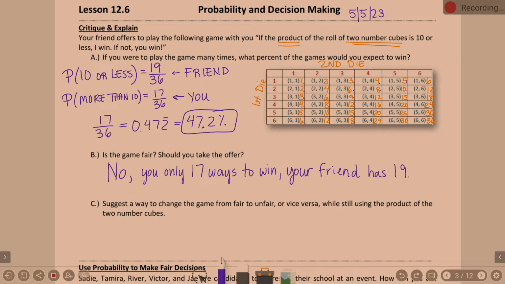And C, suggest a way to change the game from fair to unfair or vice versa while still using the product of two number cubes. Now, we've already decided this is not fair. So this question is written with the idea of they're not trying to tell you what the previous answer was. But suggest a way to change this game from unfair to fair, but still using the product of two number cubes. So basically, how can I change the rules, change the directions, but still use product of two number cubes?